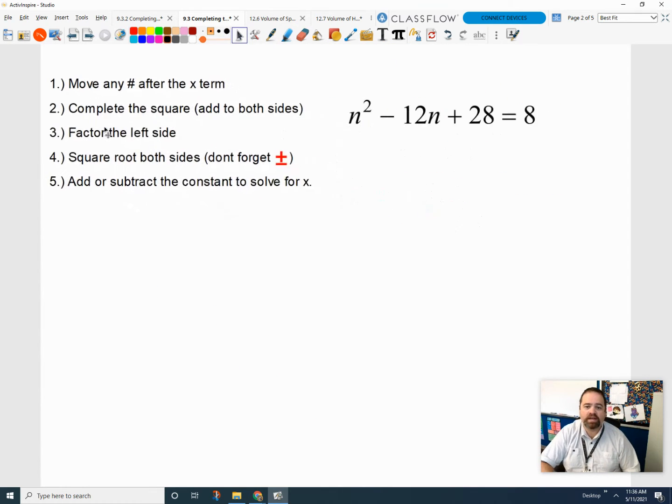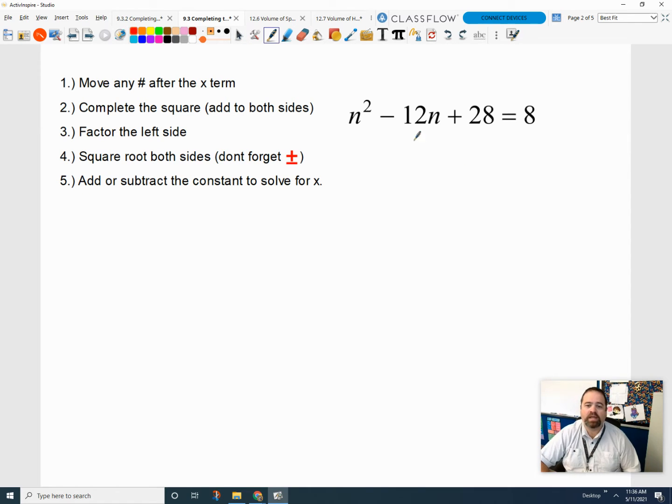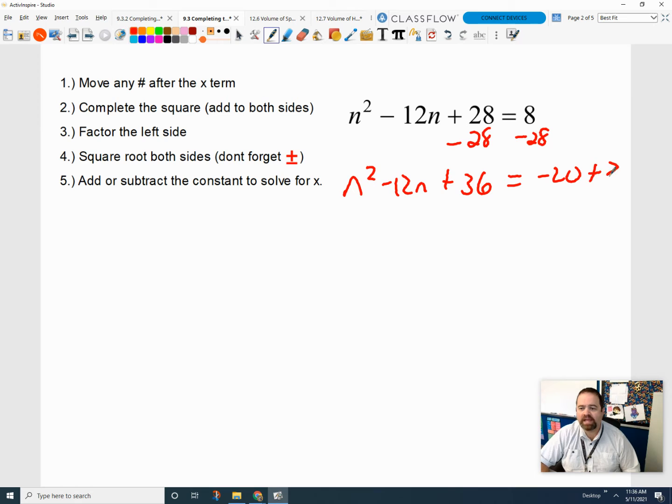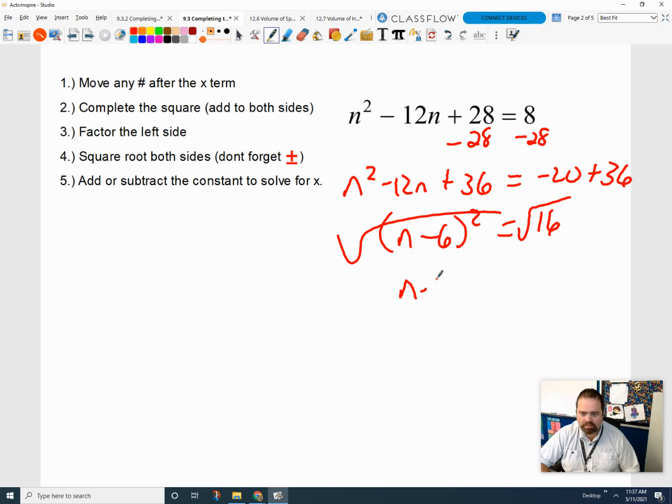I've got another one hiding here. I'm going to do the exact same thing. I'm going to get rid of my 28. So that's n squared minus 12n equals negative 20 on the right. All right, half of negative 12 is negative 6. Squared is 36. So I'm going to add that here. All right, left side factors, n minus 6 squared. Right side is 16. Square root, n minus 6 is positive and negative 4.